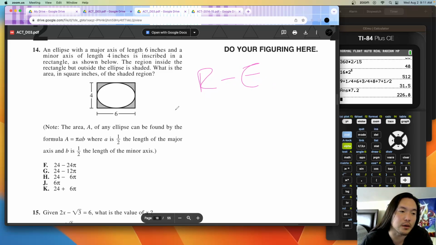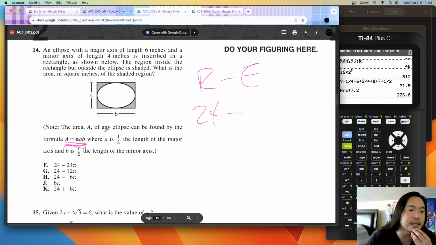If you use the formula, hopefully you definitely know the area of a rectangle, right? It's base times height. So this one is going to be 24. And then what is the area of an ellipse? They even just tell you here. The area of the ellipse is pi times A and B. What is A and B?